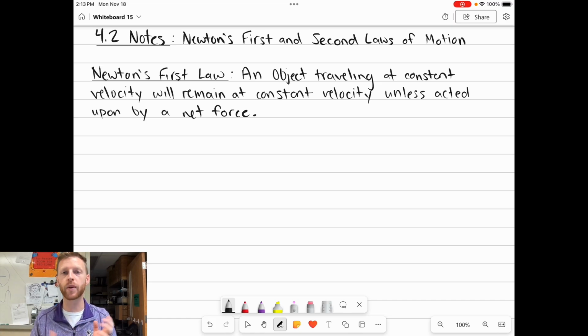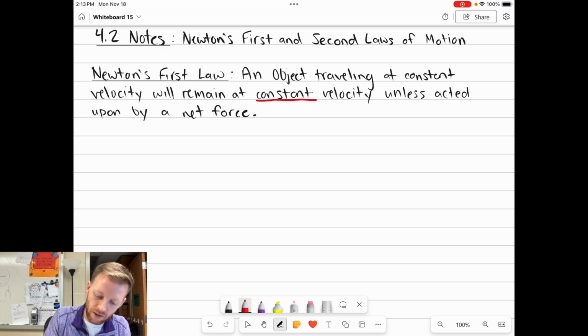But starting here, we've learned Newton's laws of motion before. Back in middle school, you would have learned a little bit more of an elementary way of explaining these things. But Newton's first law now for us is: an object traveling at constant velocity will remain at constant velocity unless acted upon by a net force. Right, outside force is kind of what we learned back in middle school.